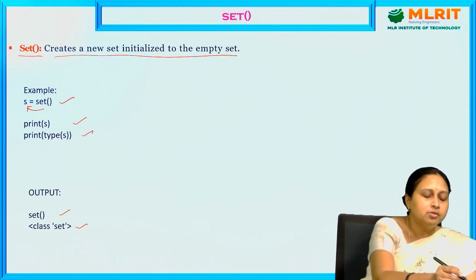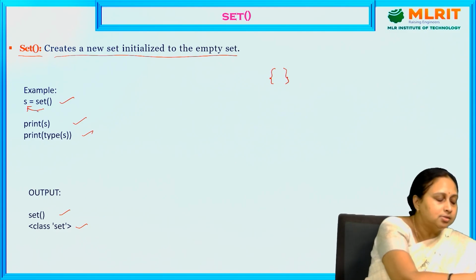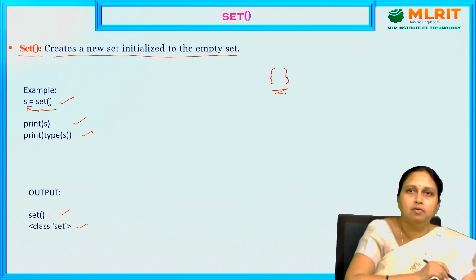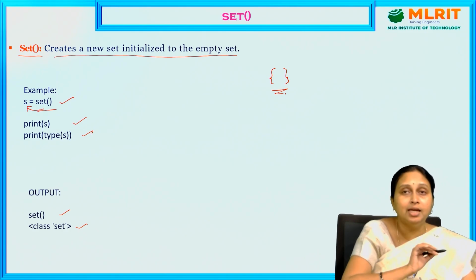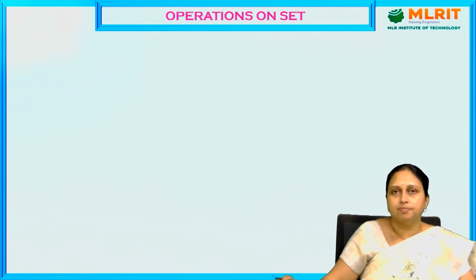As we have seen, we use curly braces for a set, right? But here this is a predefined function, that's why we are using set with parentheses. When I do this, it will not be a dictionary, it will be a set only. Please be clear with this.